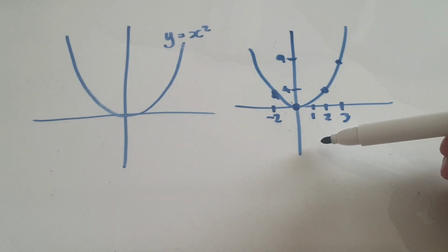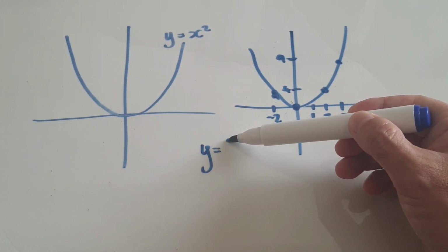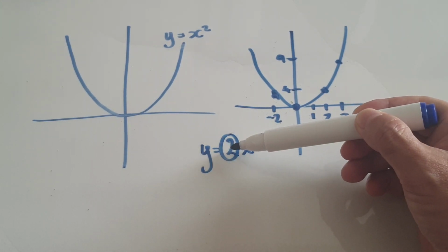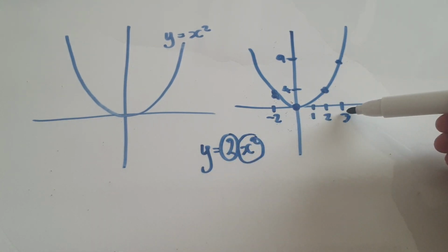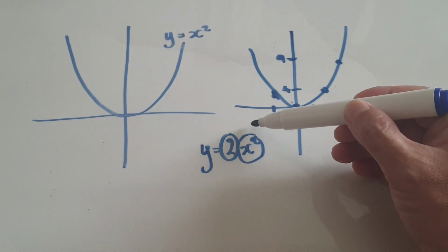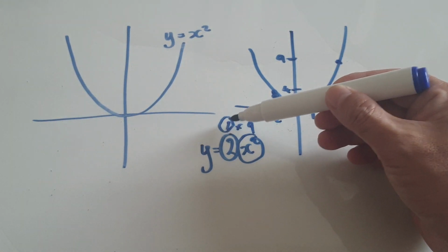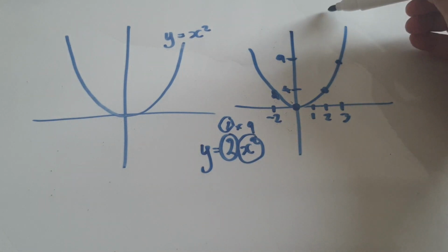But what happens when you stick a number in front of the x squared? So now let's investigate what happens when you have a 2 here. So normally, let's look at 3. 3 squared is 9, but when you times by this extra 2, it becomes 18. So normally it's 9, now it becomes 18, all the way up here.